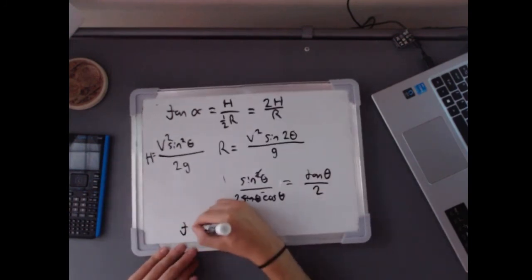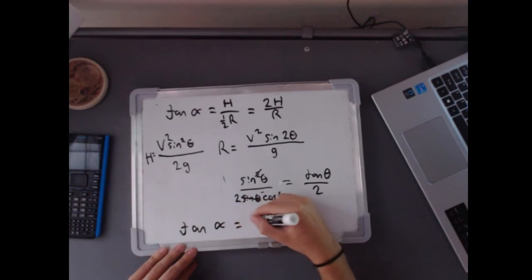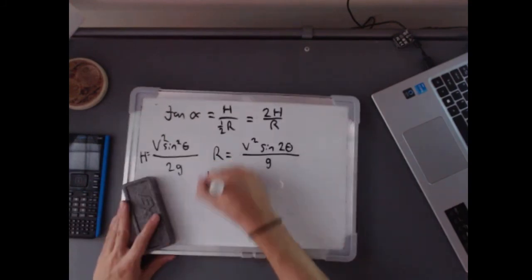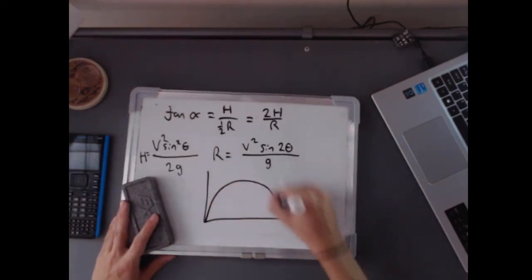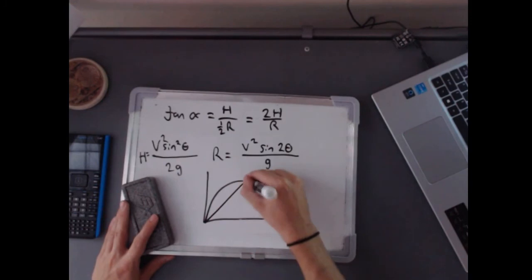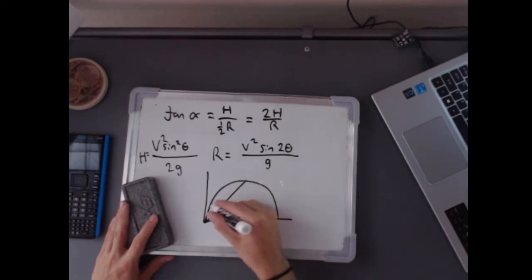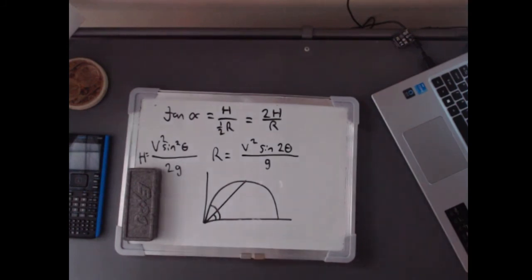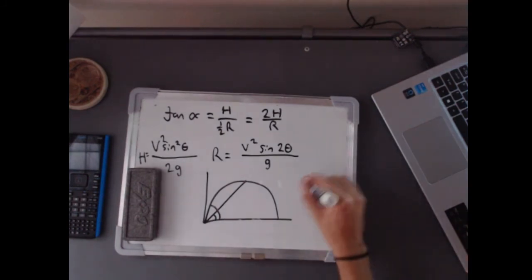So when you put it all together, tan of alpha is equal to tan of theta over 2. Which means when you have a graph, if you take the point at the origin to the highest point, the angle is going to be half of the angle that you launched it at. This, of course, on the sheet, the answer to this is B.